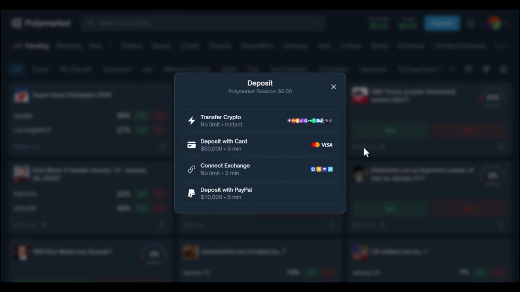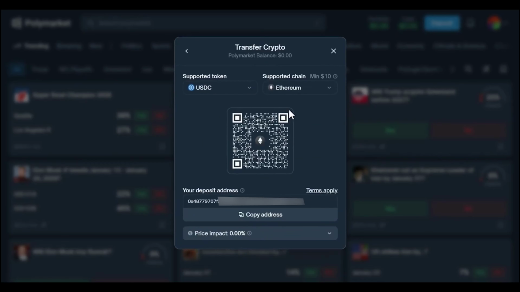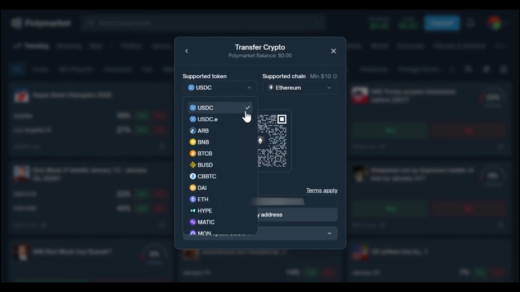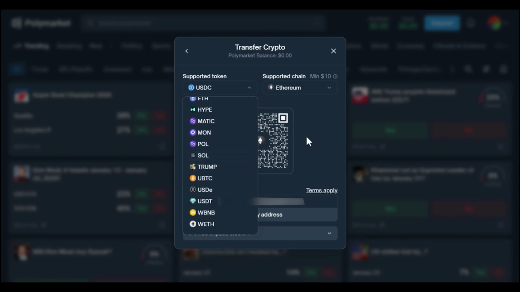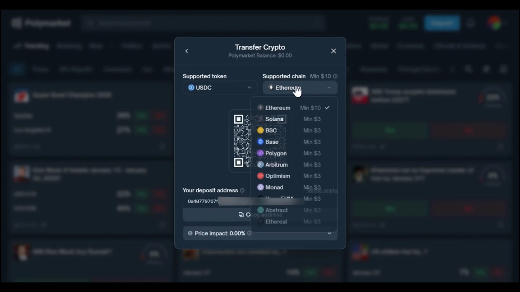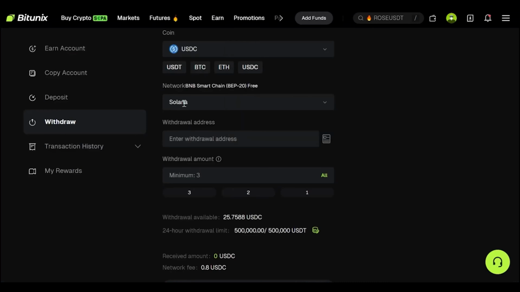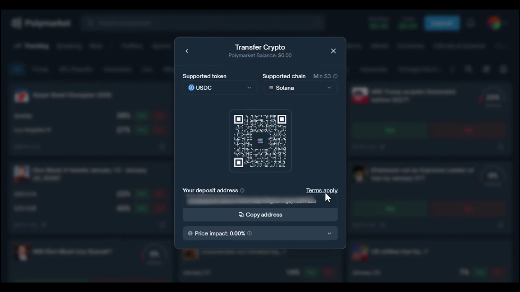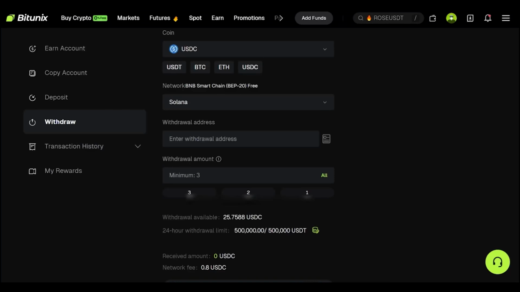If you already have crypto, select your token and choose the correct network. Make sure the network matches the one you're sending from to avoid losing funds. Copy the wallet address and send your funds. Deposits usually arrive within a few minutes. If you don't have crypto yet, you can buy USDC using a card. Enter the amount, choose your payment provider, and complete the steps. Once your deposit is complete, you'll see your balance at the top of the screen. Now you're ready to start trading.